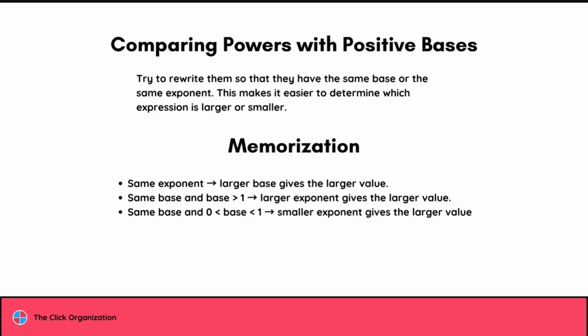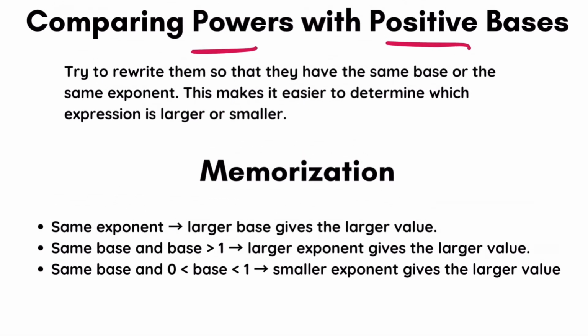Let's analyze both. So comparing powers with positive bases, first of all, try to rewrite them so that they have the same base or the same exponent. This makes it easier to determine which expression is larger or smaller. What do we mean by rewriting? For example, if we have 4, try to rewrite it as 2 to the power of 2. This makes it much easier, especially in comparisons.